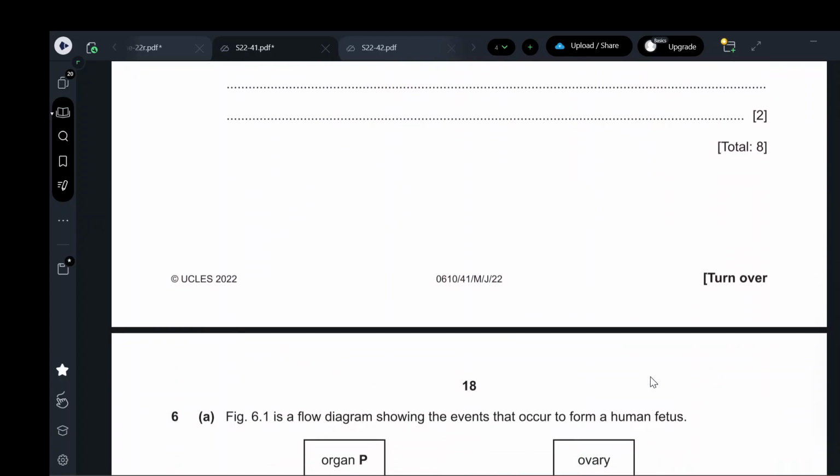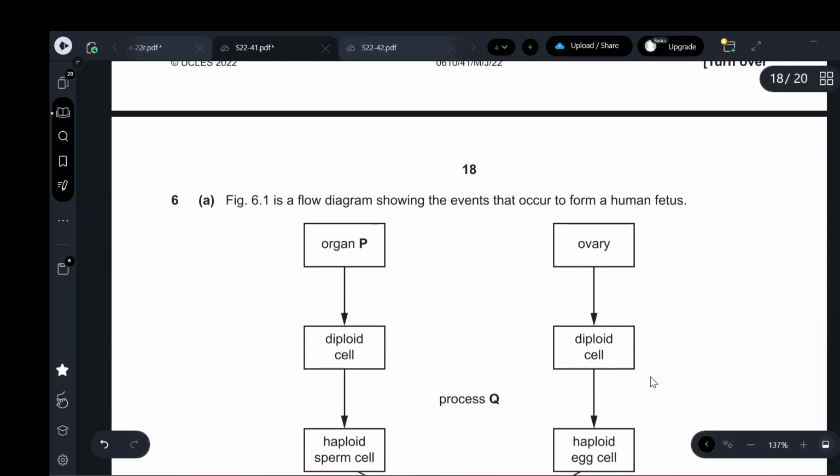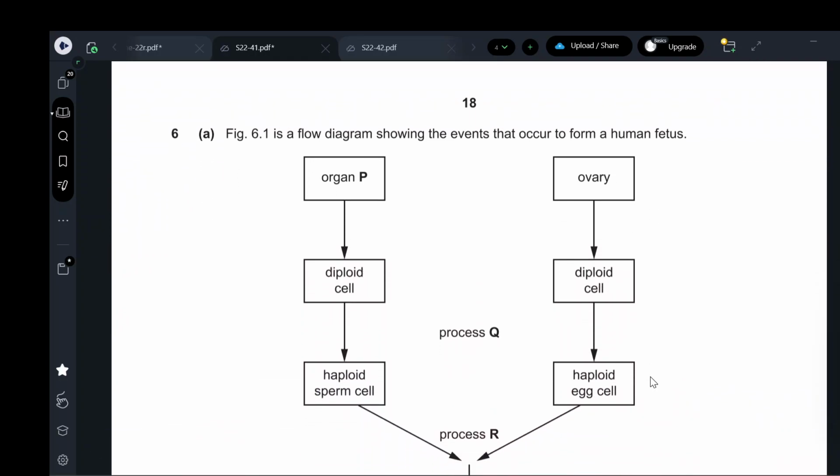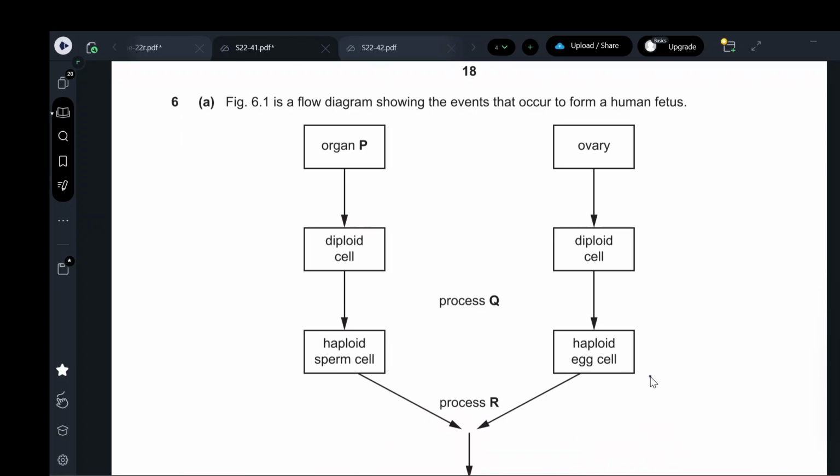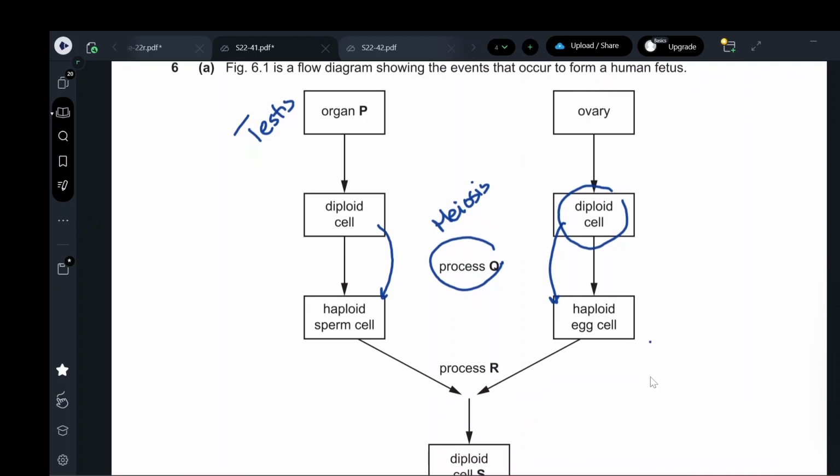Okay. The last question, an easy question: a flow diagram showing the events that occur to form a human fetus. The ovary has a diploid cell. Organ P has another diploid cell, which forms the sperm. Of course, organ P will be the testis of the male. Okay, process Q. What is the process that forms the haploid cells? It will be meiosis. This is the process that forms the gametes, the sperms and the egg cells.